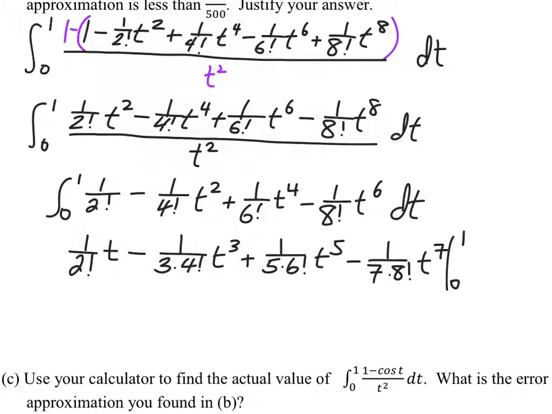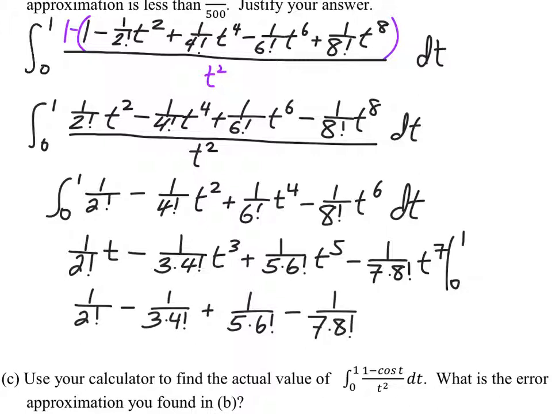So I'm going to plug in the 1 because plugging in the 0 is going to be irrelevant. So we're looking at 1 over 2 factorial minus 1 over 3 times 4 factorial plus 1 over 5 times 6 factorial minus 1 over 7 times 8 factorial. All right.